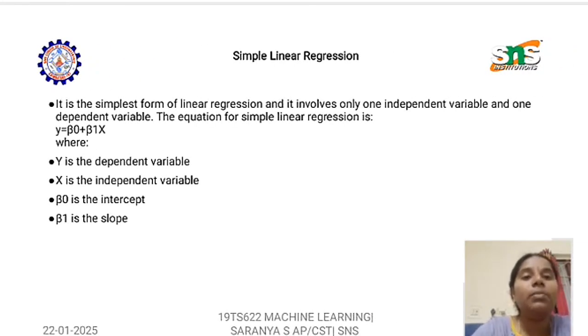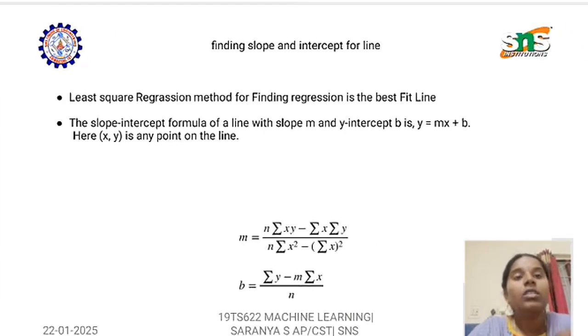Next we have simple linear regression. It is the simplest form of linear regression, and it involves only one independent variable and one dependent variable. The equation of simple linear regression is y equal to beta 0 plus beta 1 x, where y is the dependent variable, x is the independent variable, b naught is the intercept and b1 is the slope.